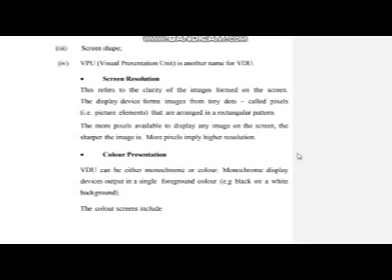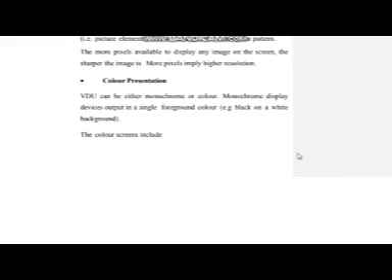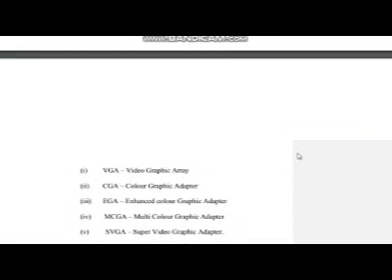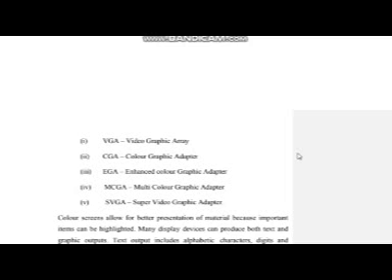Note that. Color presentation. The video display unit can be either monochrome, that's single color, or color. Monochrome display devices output in a single foreground color, that's black and white. The color screen includes your VGA, video graphic array, your CGA, color graphic array. Write all this down. EGA, enhanced color graphic adapter. MCGA, multicolor graphic adapter. SVGA, super video graphic adapter. You can write all these ones down.